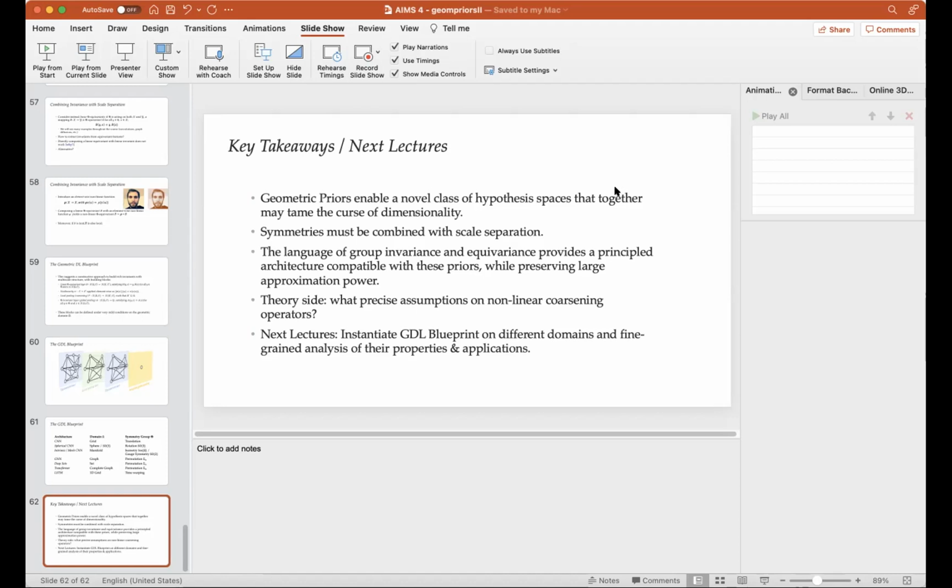But just as I mentioned, just to make sure, what is clear is that this prior is critical. If there's no scale separation, then even though you might have invariance, like global symmetries, these symmetries alone are not going to break the curse of dimensionality. I hope that answered your question.